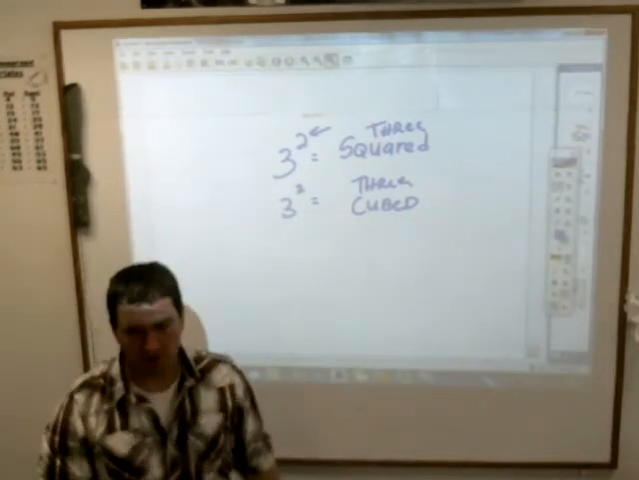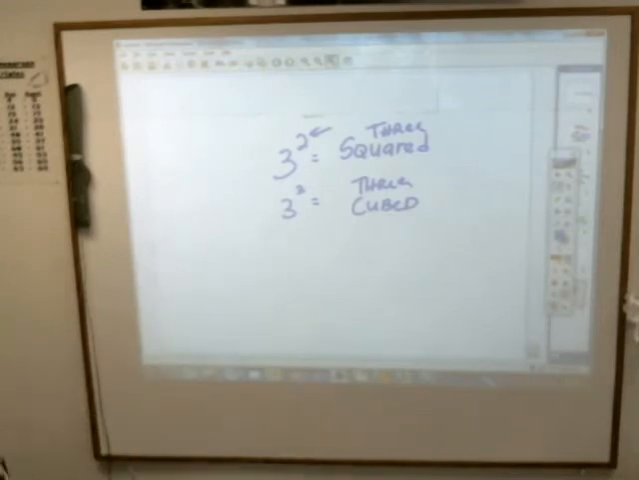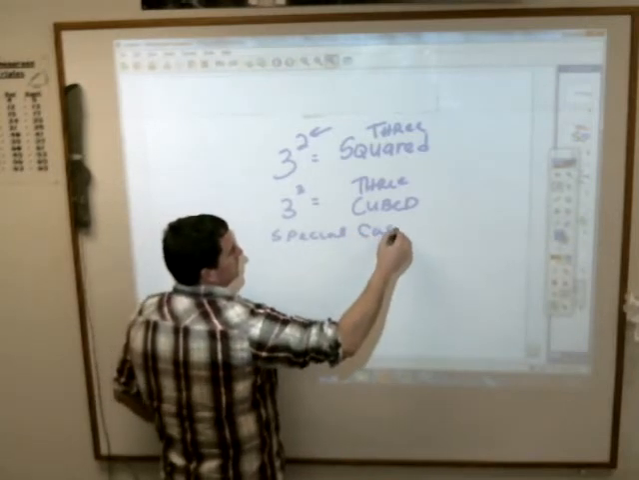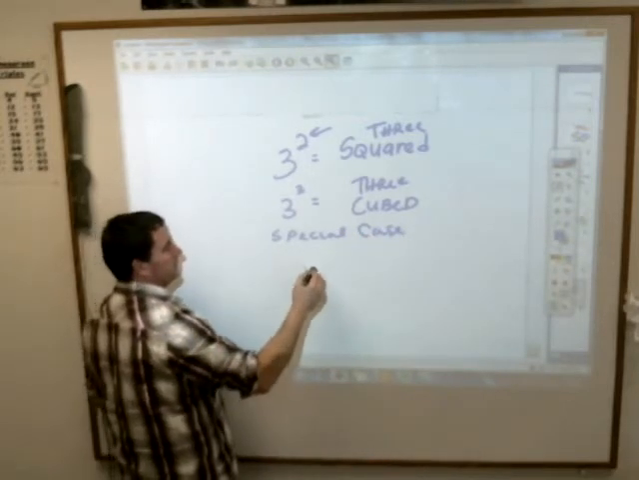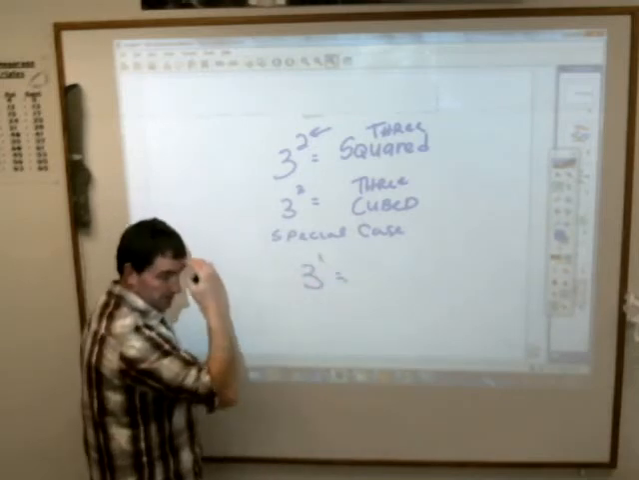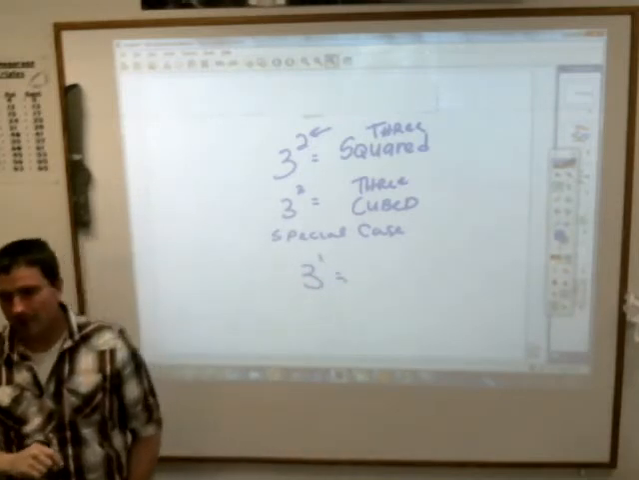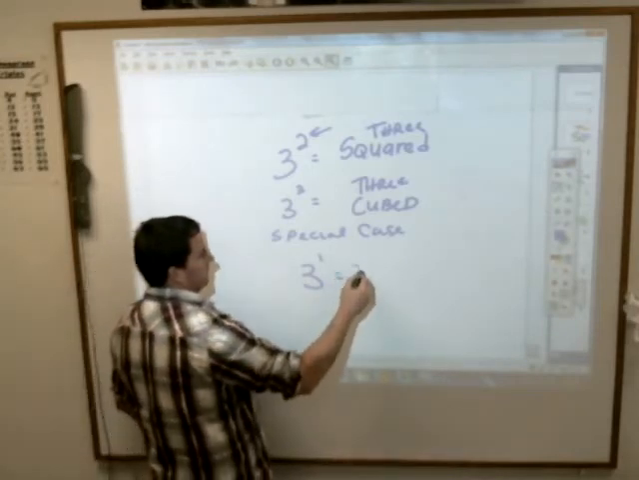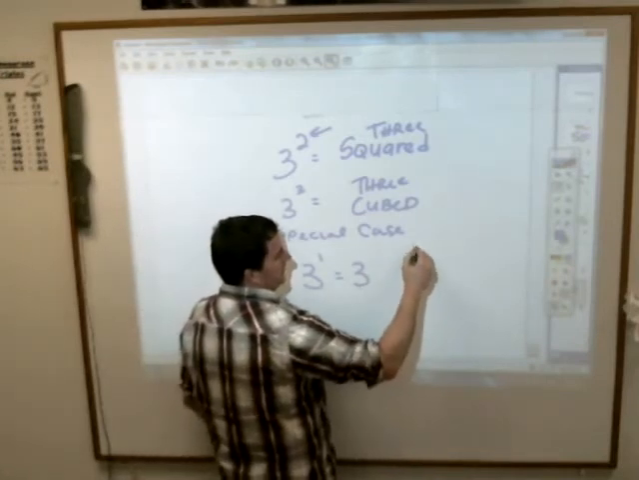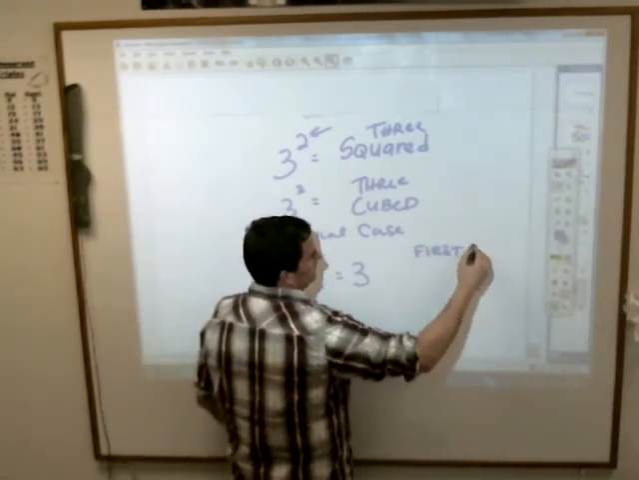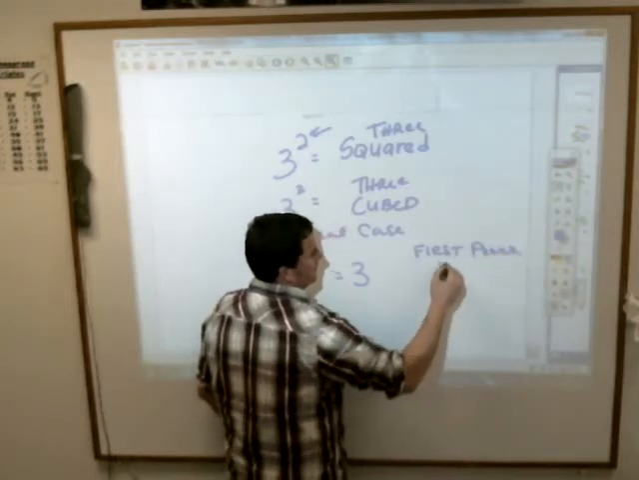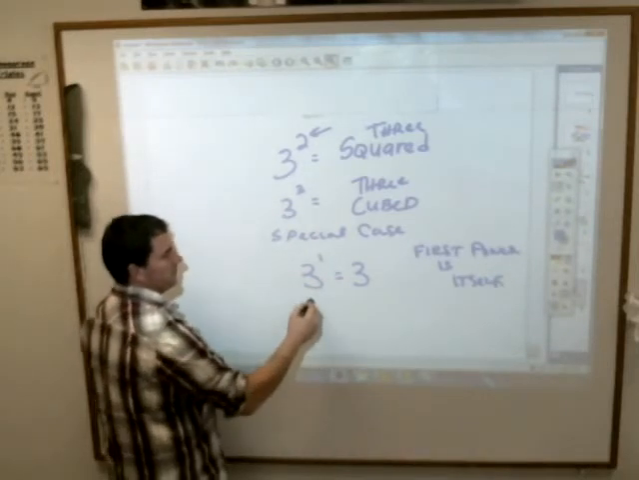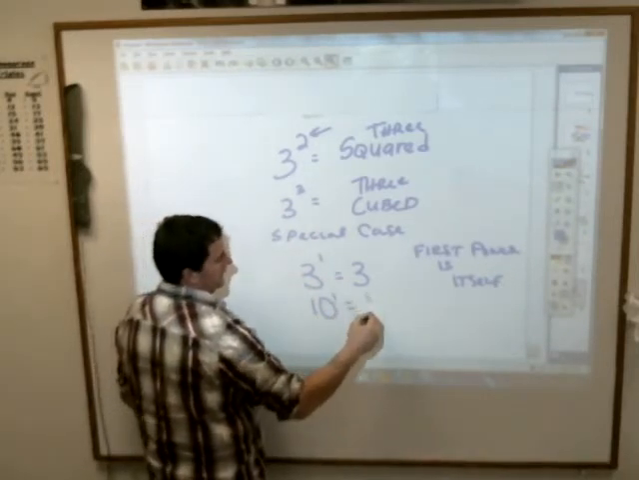Now, just so you can put this in your notes, I don't know if it'll come up in the book, but we'll do some special cases here. How about anything to the first power? 3 to the first power, what do you suppose that is? Anything to the first power, Mason, is 3, correct. Anything to the first power is itself. Okay, 3 to the first power is 3. 10 to the first power is 10.